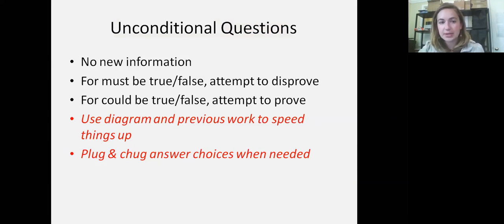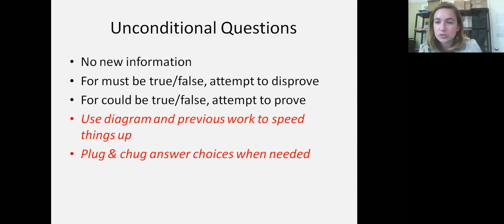So to recap, unconditional questions give you no new information. The one that we were doing was a must be true or false question. And when you are being asked what must be true or must be false, you're going to attempt to disprove. Sometimes logic games will ask you what could be true or what could be false, in which case you're going to attempt to prove each answer choice true.